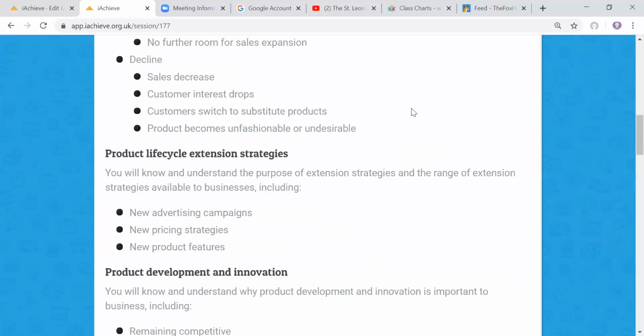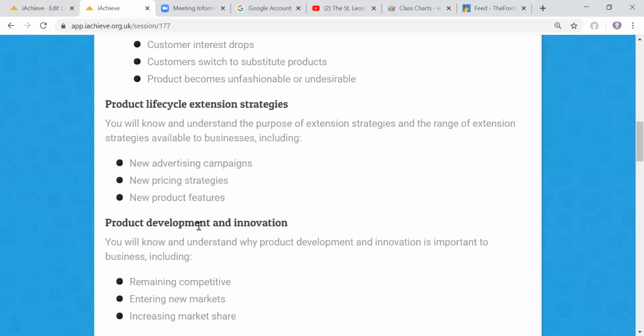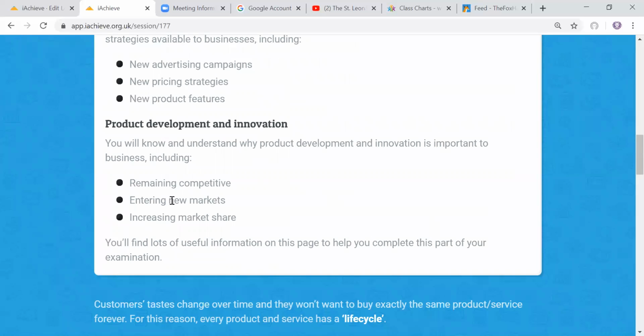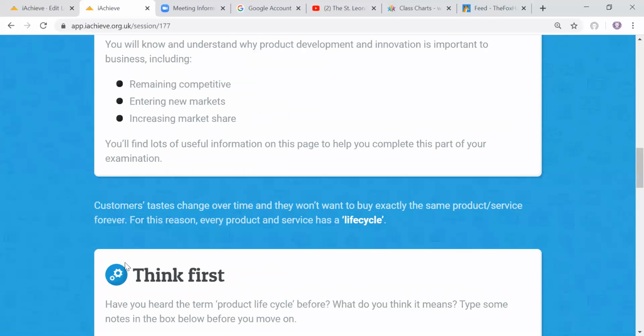Now, it's also important, companies that want to stay in business and stay healthy need to invest in development and innovation. They need to remain competitive by having the very latest technology or the very latest approach in their product or service. They need to constantly go into new markets to expand the customers that are potentially interested in this product or service, and they need to focus on dramatically increasing their market share. So you'll find, again, lots of useful information in iAchieve that will help you to do well in these areas.